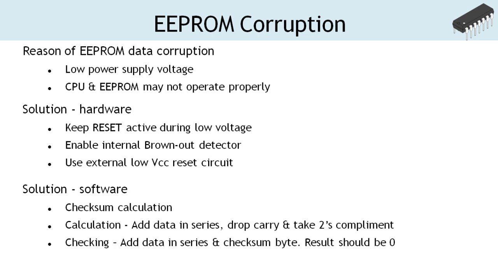The driver software may implement checksum calculation if data integrity is critical. The checksum detects any corruption of data in the EEPROM memory. The checksum byte is an extra byte that is associated with a series of data bytes. To calculate the checksum, add the data in the series and drop the carry, if any, and take its 2's complement of the total sum. The data integrity is checked by adding all the bytes including the checksum byte. The result of this operation must be 0. If it is not, the data is corrupted.